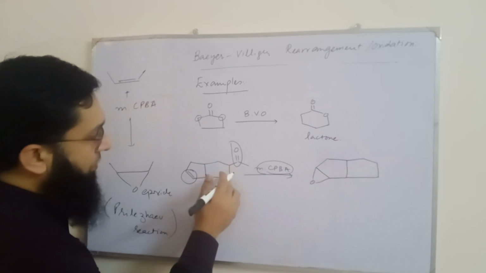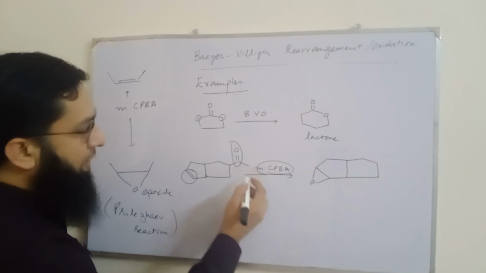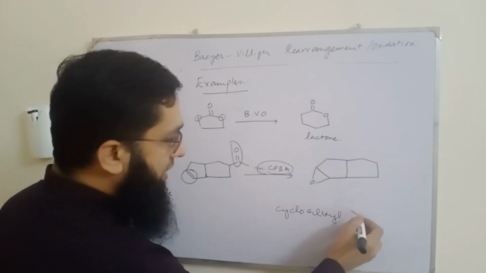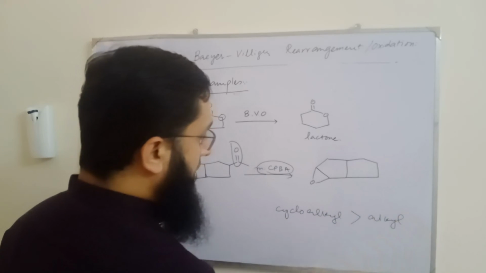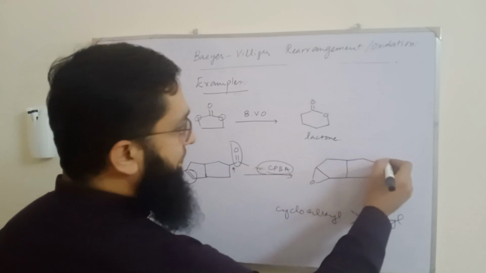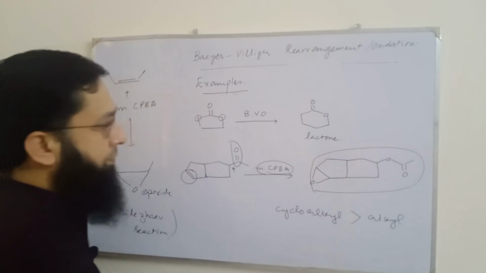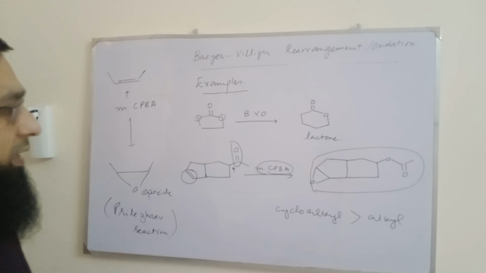Now we have to see, this is cycloalkyl group, here is methyl group, and in general cycloalkyl has better electron donating ability as compared to simple alkyl. So oxygen would be inserted here and we would get this product. I hope this is clear to you. Now we see another example.